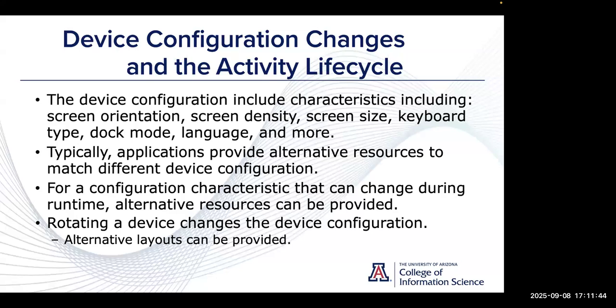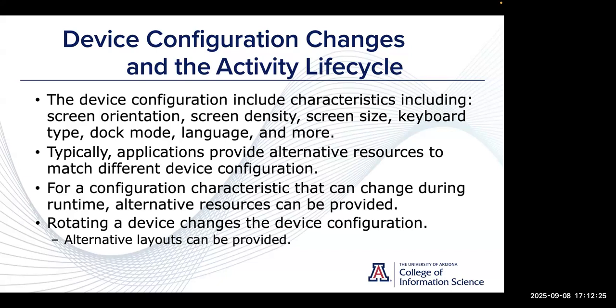The device configurations include characteristics like screen orientation, screen density, screen size, keyboard type, dock mode, language, and more. Typically, applications provide alternative resources to match different device configurations. So even with this, we have to look at the lifecycle. When we rotate the screen, what is going to happen? Because now, guess what? Your button sizes are going to change. The screen is going to change. The layout itself is going to change. Your width is not going to be the same as your height. So how are we going to make these configurations?